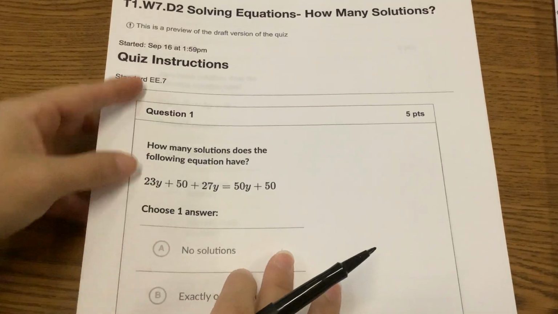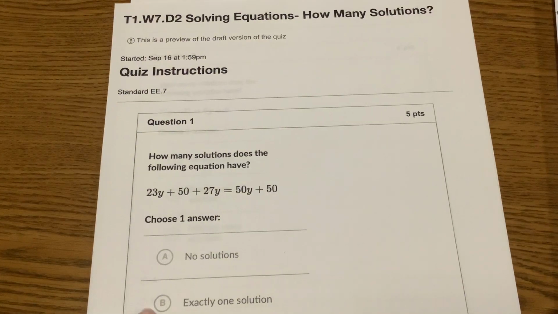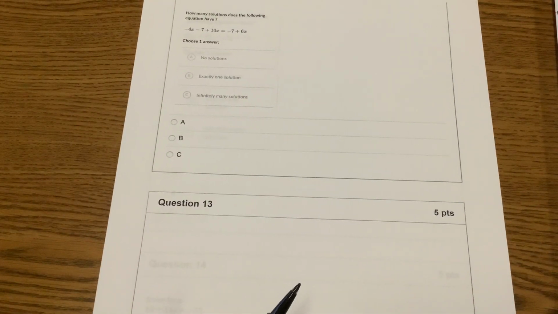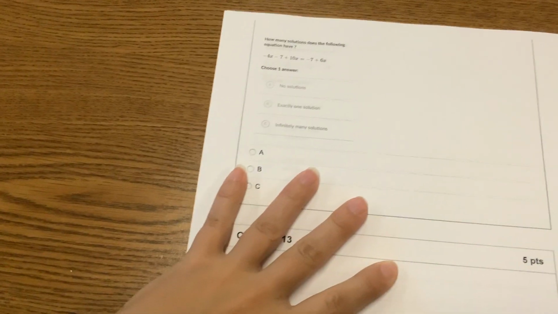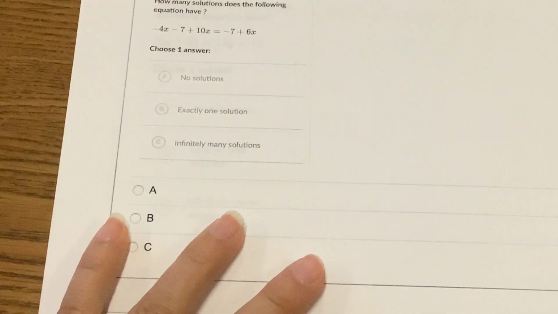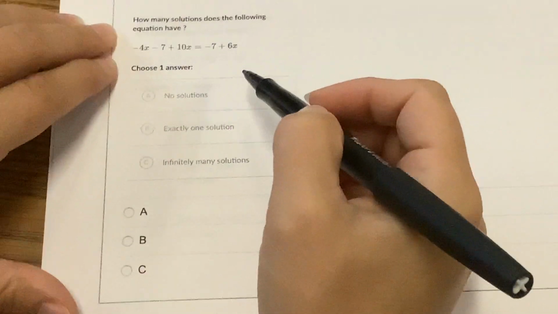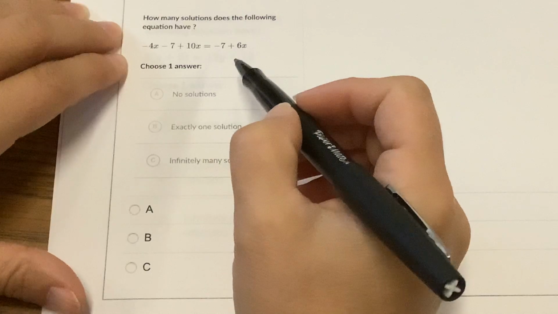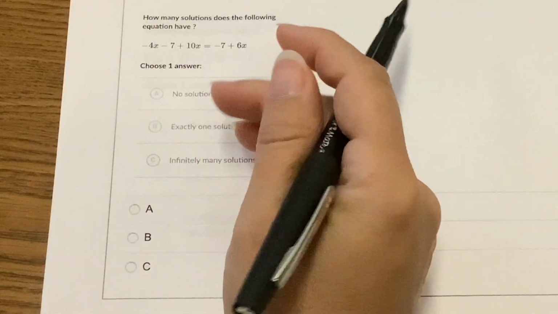So from yesterday's assignment, the term 1, week 7, day 2 assignment, one of the most missed problems was problem number 12. So that looks like this. Negative 4x minus 7 plus 10x equals negative 7 plus 6x. They're asking just how many solutions, so we need to make sure distributive property and combining like terms is done first. There is no distributive property here, so we have to make sure like terms are combined.